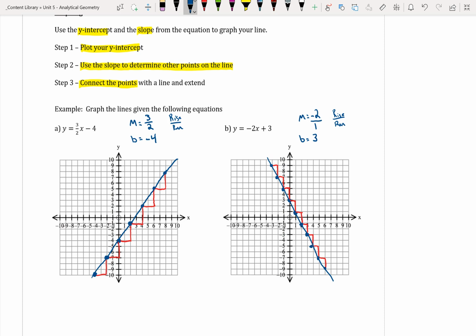You have to make sure that you can recognize what the slope and the y-intercept is, then plot your y-intercept and use your slope or rise over run to help you find the rest of the points, and then you just connect them.